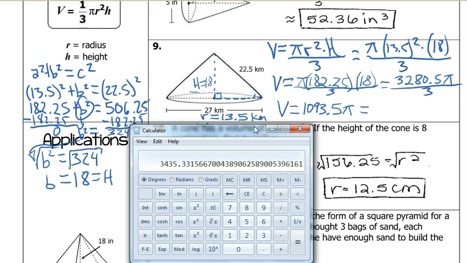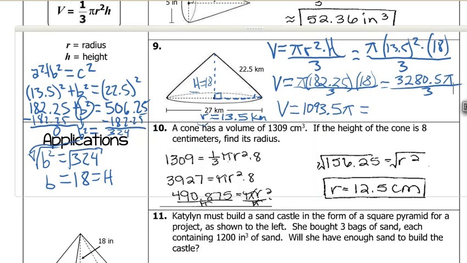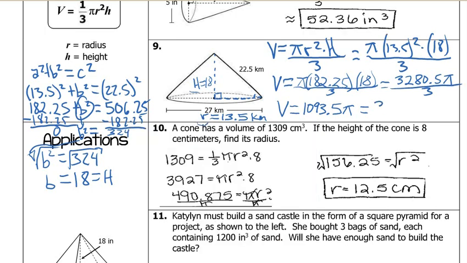So, final answer, 3435.33. I'm just going to keep it at 3435 as my nearest integer. Let's write that down, 3435. And that's kilometers. Volume, it is cubed. Exponent of 3. 3435 kilometers cubed. And this is your volume for the second problem.